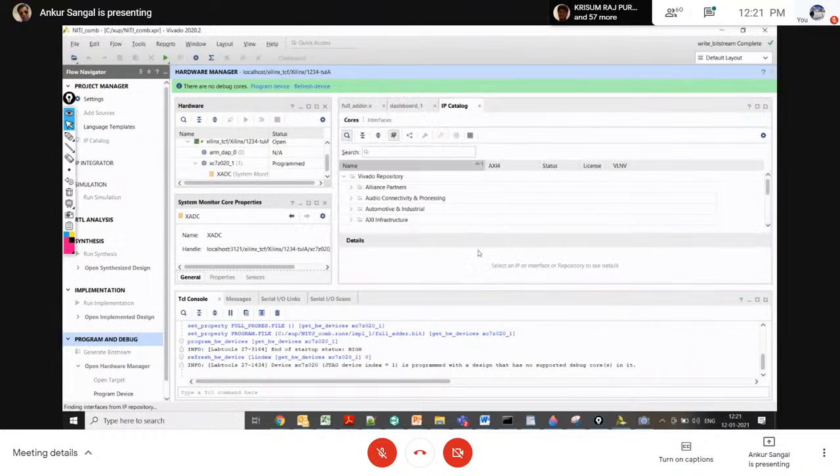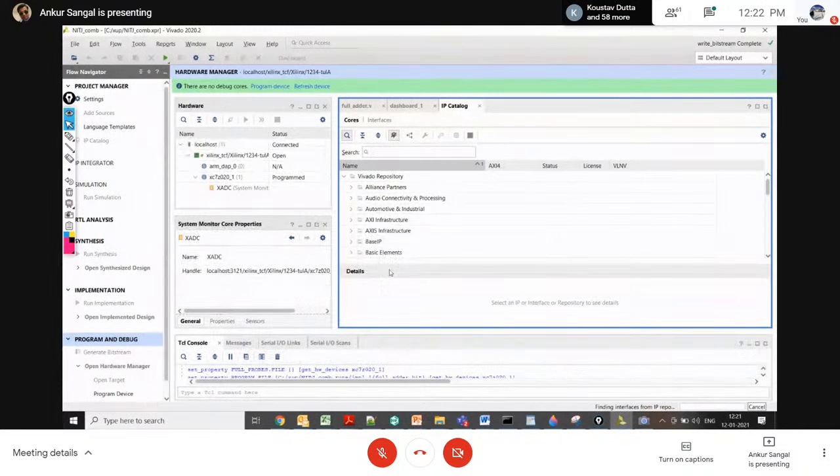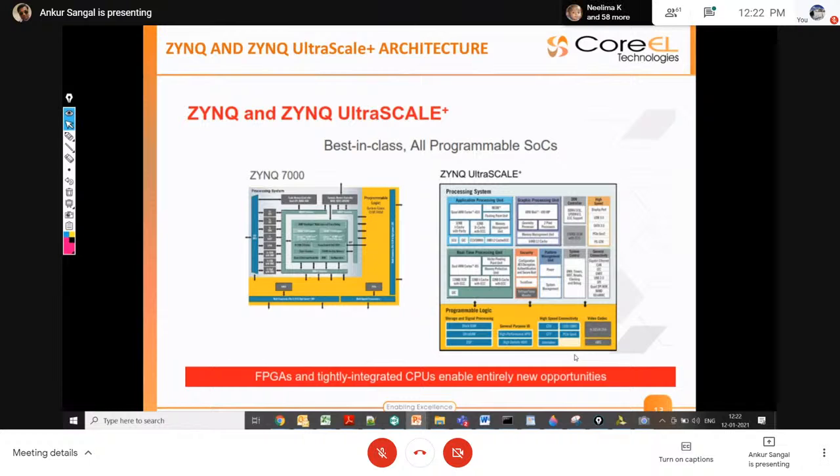So in this IP catalog, you can see lots of different IPs are available, and these IPs are more than 100. Basic elements related to the automation, audio, so related to the AXI interconnects. So these things are available. You can directly utilize them in your design.